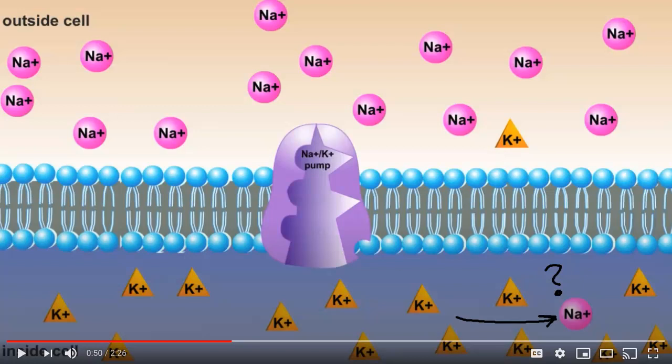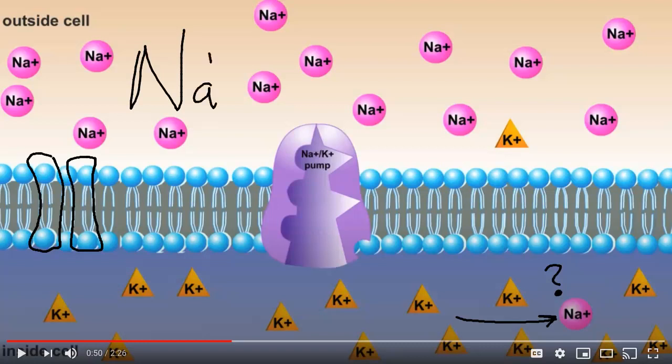And so the answer to that is there are integral membrane proteins that are channels, which we've learned about, and these channels permit movement of ions. So, for instance, because we have a high sodium concentration outside the cell and a low sodium concentration inside the cell, we know that due to the laws of diffusion, just simple diffusion, sodium will move from its area of high concentration into its area of low concentration.